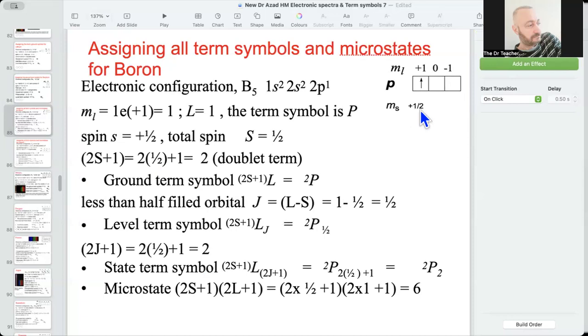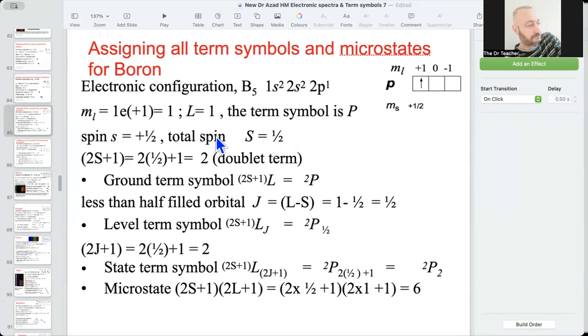Now, ms is plus half. For ml, we need to see the total of ml. We have 1 electron times plus 1, which will be 1. So the L, if it is 1, the term symbol will be P. After counting the electrons, we have 1 electron in plus 1, and 1 times plus 1 will be 1. So if L is 0 it will be S, if L is 1 it is P. So the term symbol is capital P.